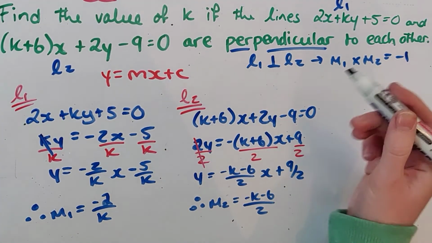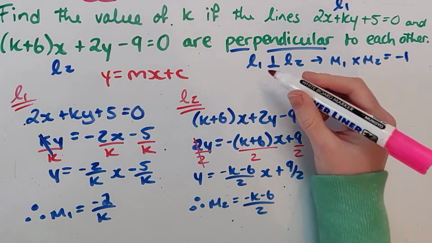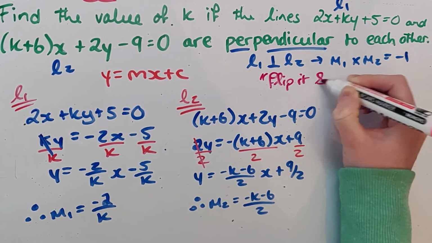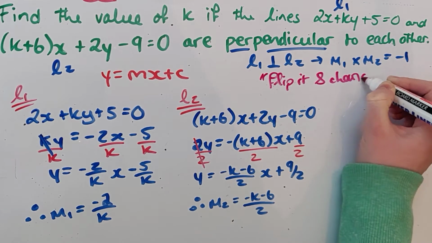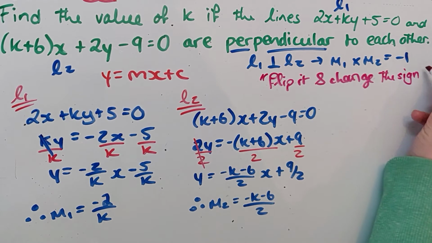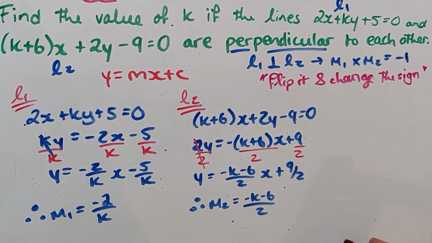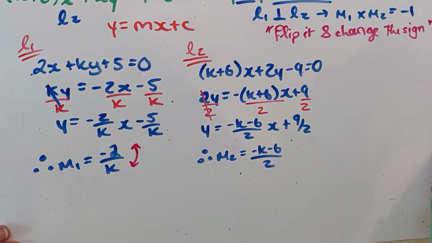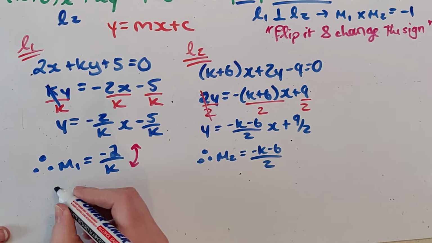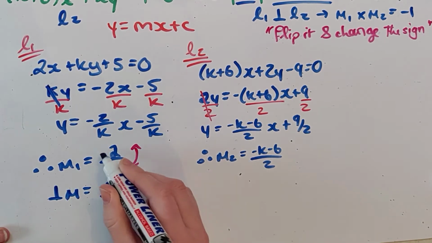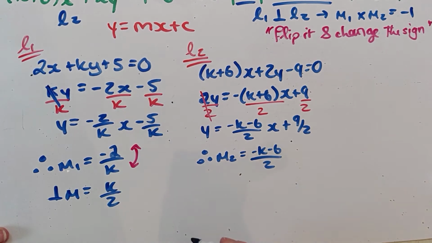But we do have another rule that you'll remember I said a lot in the junior cert, which is flip it and change the sign. So what that means is if I have one slope and I flip it and change the sign, it will be equal to my perpendicular slope. So personally, this one is a bit simpler. So I'm going to take this one, flip it and change the sign, which means my perpendicular m here would be k over 2. It was a minus, so now the whole fraction is a plus.